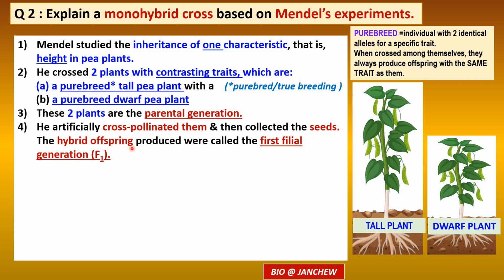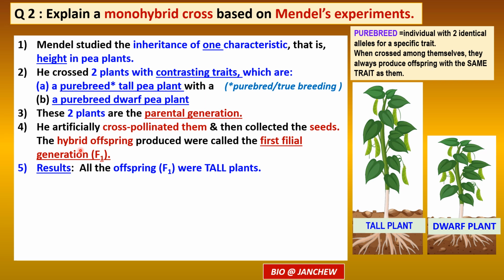Okay, so hybrid means mixed breed because this offspring is produced from two parents that are very different, the tall pea plant and the dwarf pea plant. So the offspring is called a mixed breed or hybrid. We'll be discussing these terms later. The hybrid offspring produced is called the first filial generation. They are the offspring of the parental generation. The results were that he observed all the offspring, which are the F1 generation, and they were all tall plants.